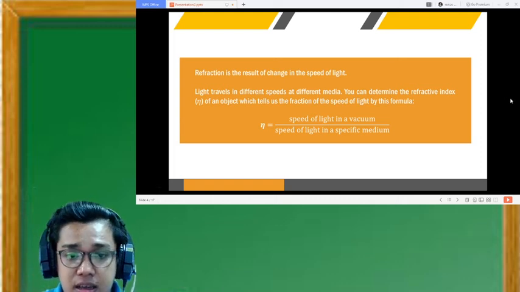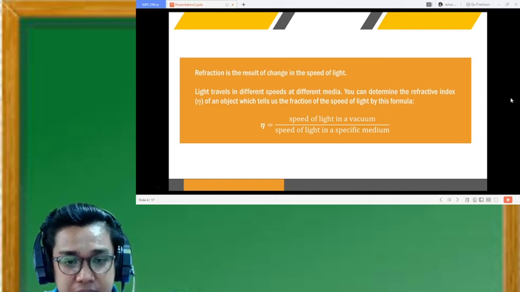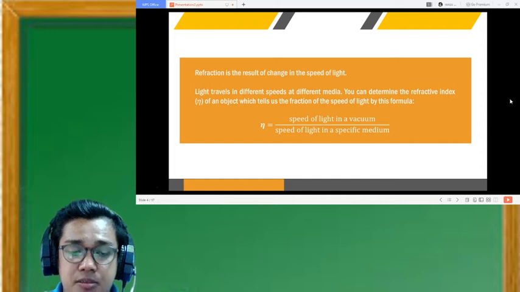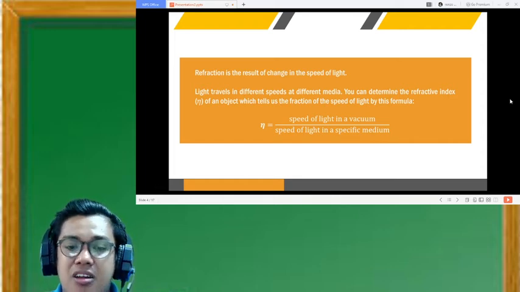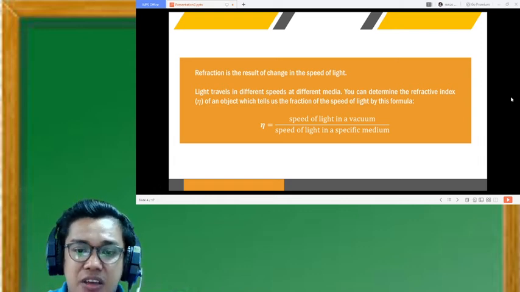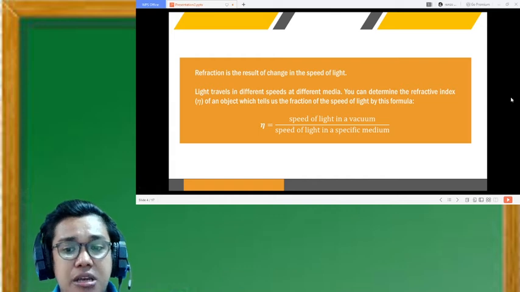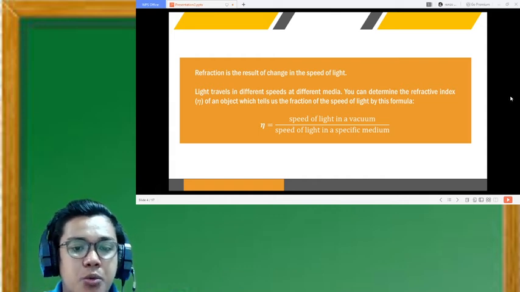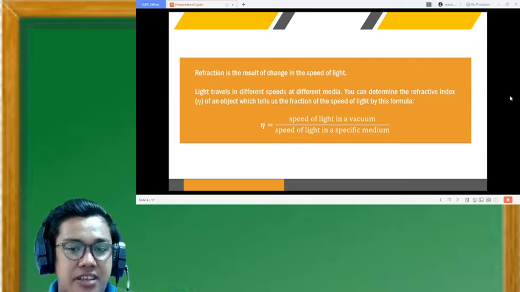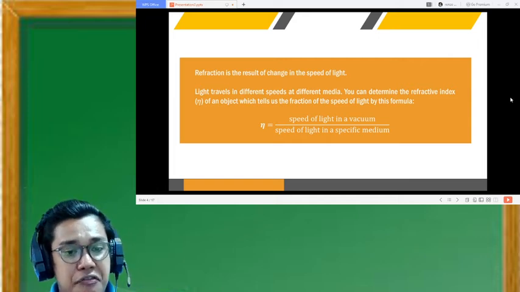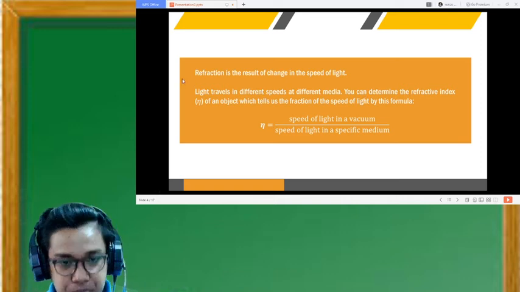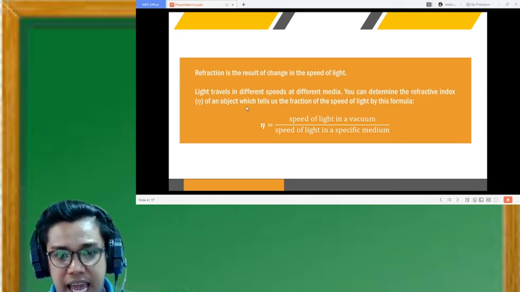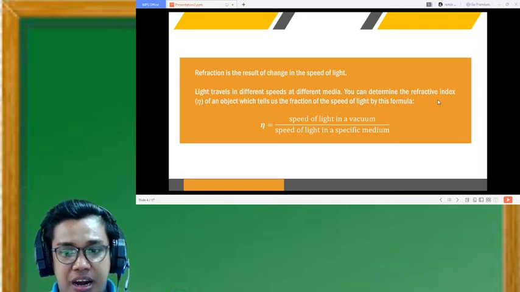Tama? Okay? Ang best example niya kanina yung sa tubig, di ba? When the light travels through the water, magkakaroon ng ibang angle, right? Light travels at different speeds in different media. You can determine the refractive index of an object, which tells us the fraction of the speed of light, by this formula. Okay, this N, small letter n, stands for refractive index.